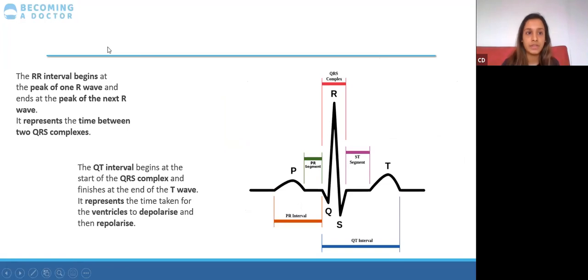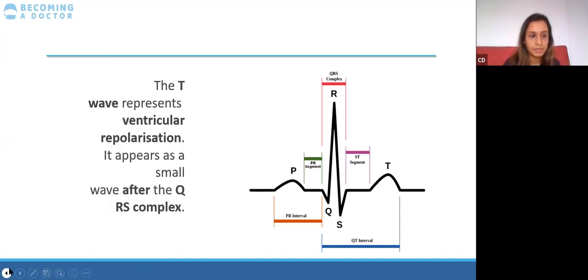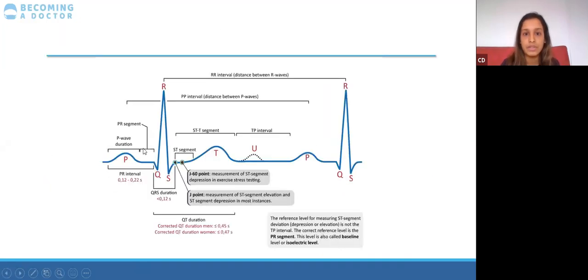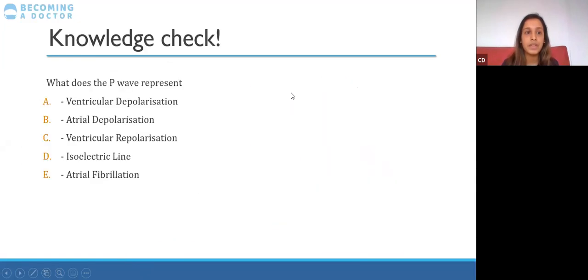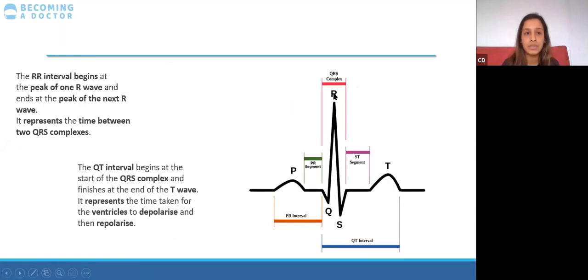Great, and then this is where I said I'd go back to the other diagram. So the RR interval, let's go back and look at that other one because it has the RR interval a bit better. So this is the RR interval. As you can see, this is one R wave and this is the next R wave. So that is what you call the RR interval, and as we'll talk about a bit later, that's quite useful when it comes to calculating rate. So the RR interval begins at the peak of one R wave and ends at the peak of the next, and it represents the time between two QRS complexes.